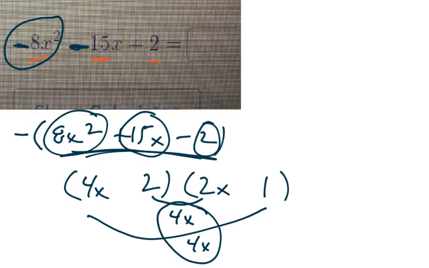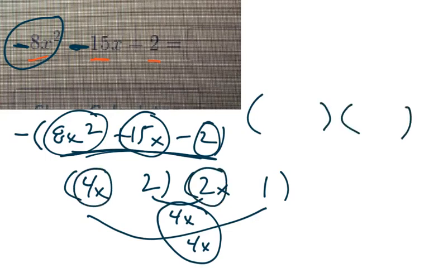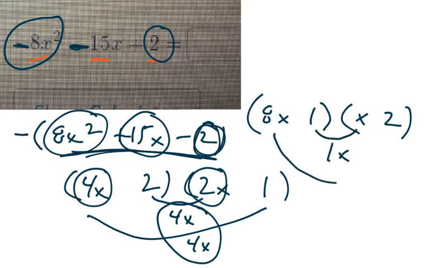So what do we do? Guess what, guys? Don't panic. We're going to start over right over here. You see, 4 and 2 did not work. Instead, how about we try 8x times x instead? Now, let's try 1 times 2 to give me the 2 here. And my inner loop is 1x. My outer loop is 16x.